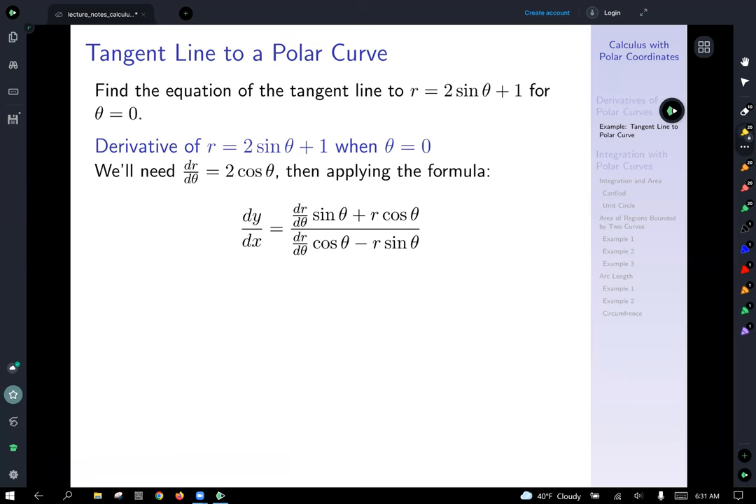Okay, I fixed the computer, apologies. So we'll just go ahead and start this example over. All right, so what are we gonna do?